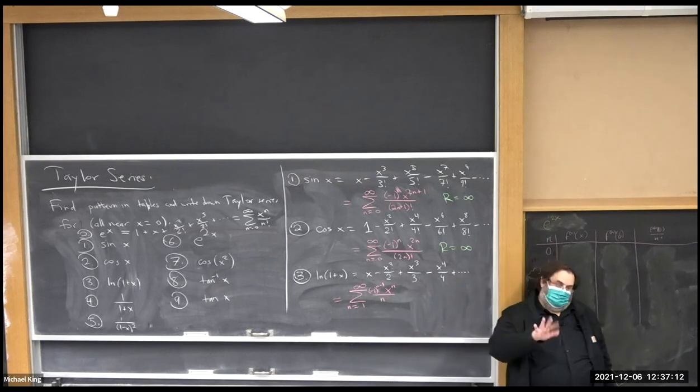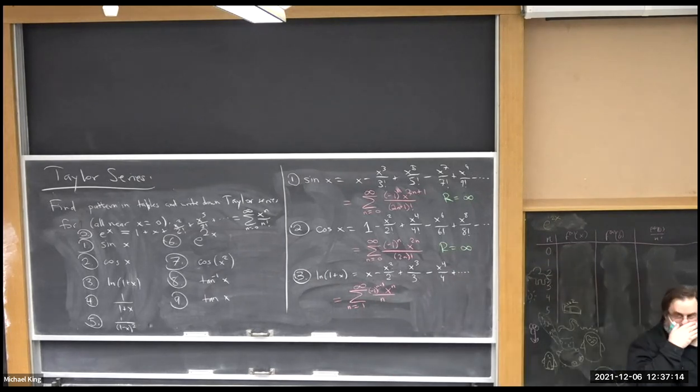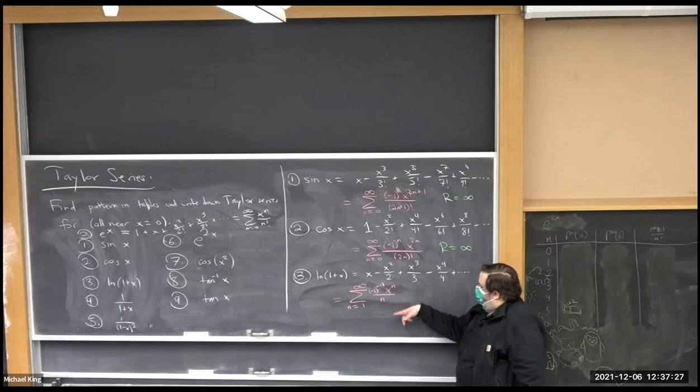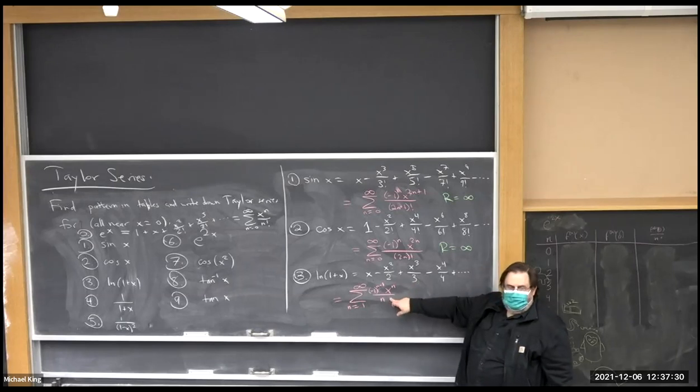But natural log has a nice Taylor series. It's kind of similar to the e to the x one, but without the factorials and with the alternating. Here, when you do the ratio test, you're basically going to have an n plus 1 over n in the ratio test.